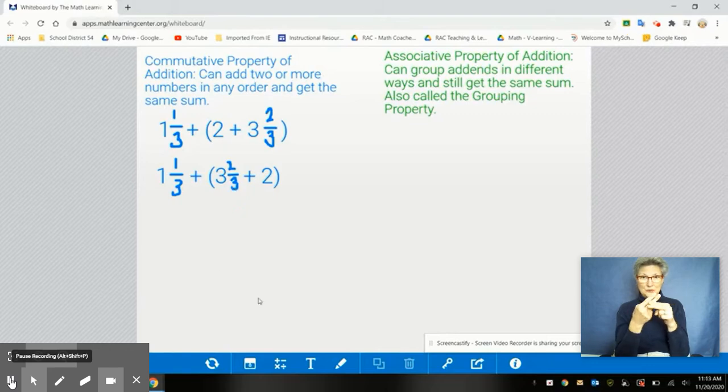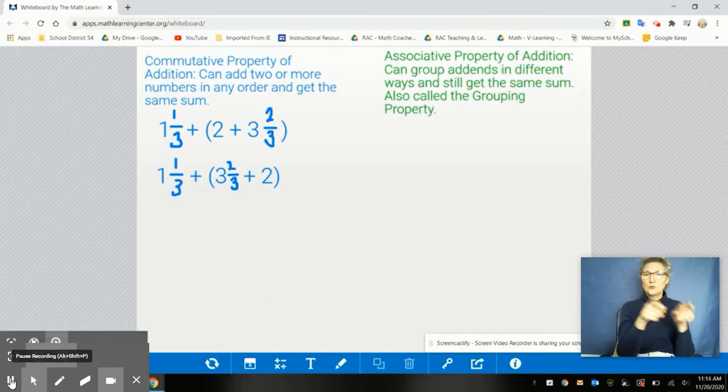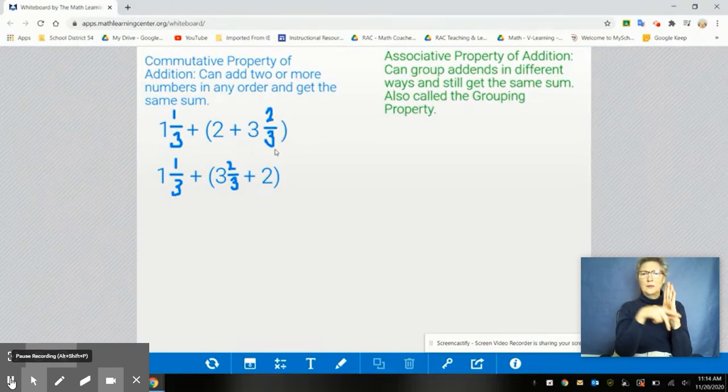Let's use the associative property of addition to help us finish. This means that I can group addends in different ways and still get the same sum. This is also called the grouping property. We're going to use the associative property in our problem over here to help us group numbers differently so then we can solve using our mental math. We discussed in the commutative property how by rearranging them, we are able to group the fractional pieces together that make a whole, which we know is easier to solve mentally. So now let's add those together and change our grouping.